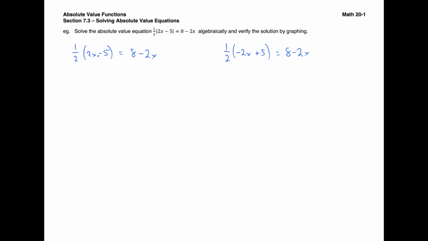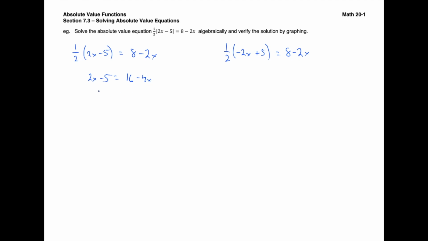Now I could multiply this 1/2 through the bracket, but that will give me 5/2, which isn't the easiest thing to work with always. So I could also take this 2, and I could multiply both sides of the equation by 2. Now when you do that, remember you have to multiply the whole thing by 2. If I do that, I get 2x minus 5. I get 2 times 8, which is 16, and then 2 times negative 2, which is negative 4x. And that might be just a little bit easier to solve.